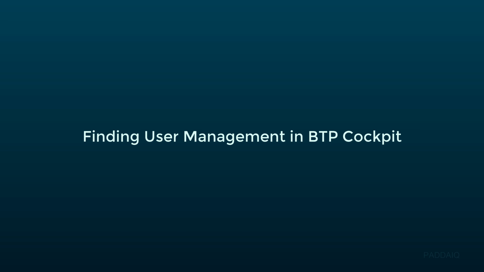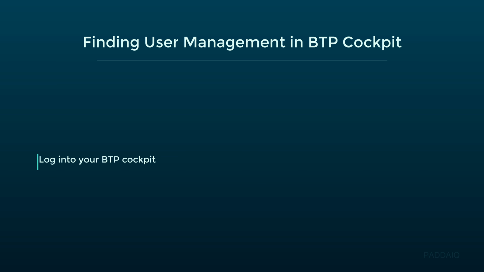Locate user management in the SAP BTP cockpit. Log into your BTP cockpit. This means accessing the main web interface where you manage your BTP account and services. For example, you would open a web browser and navigate to your specific BTP URL, then enter your company credentials. This secure login is your first step to managing users and access across your cloud applications.